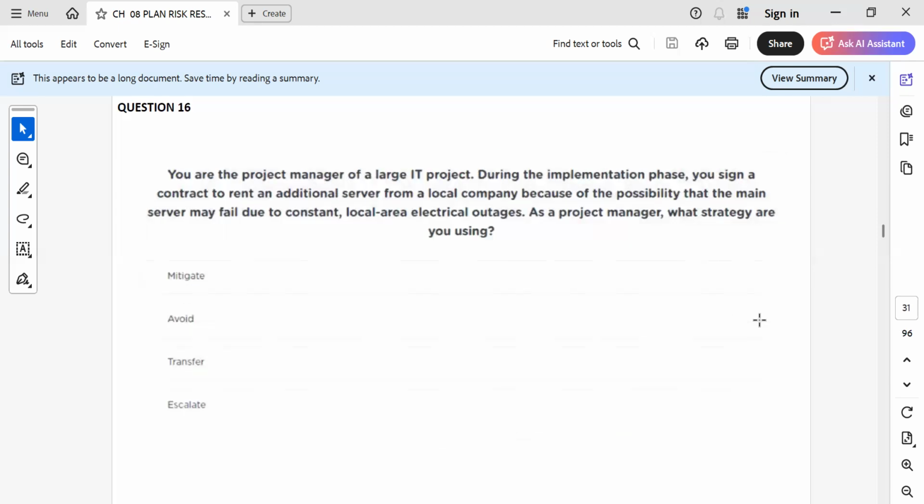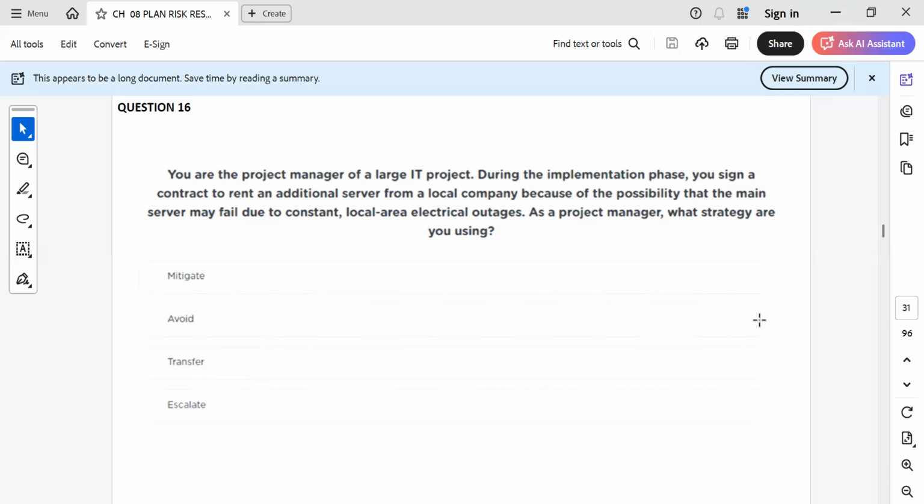You are the project manager of a large IT project. During the implementation phase, you sign a contract to rent an additional server from a local company because of the possibility that the main server may fail due to constant local area electrical outages. As a project manager, what strategy are you using?